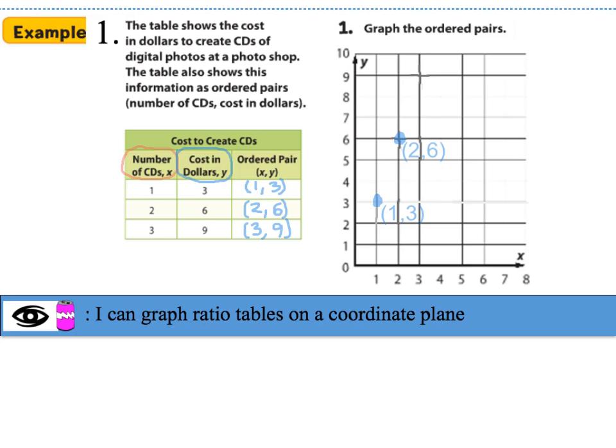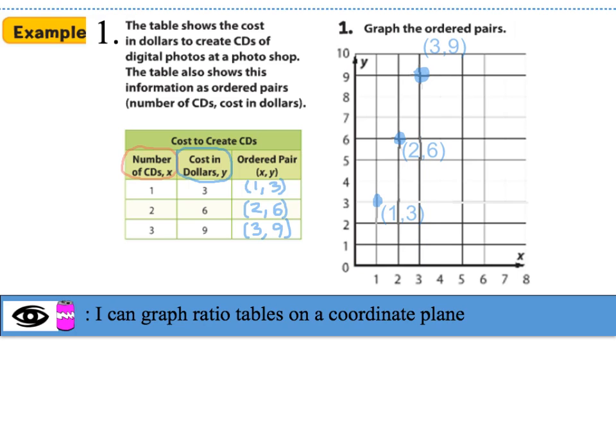For the third point, I know that the ordered pair is at 3, 9. So I'm going to start at my 0, 0, and I'm going to go over 3 units on my x-axis. So here's 1, here's 2, here's 3. And then now I'm going to climb up 9 units on my y-axis. So here's 1, 2, 3, 4, 5, 6, 7, 8, 9. So I'm going to place my ordered pair right there. And that ordered pair is located at 3, 9.